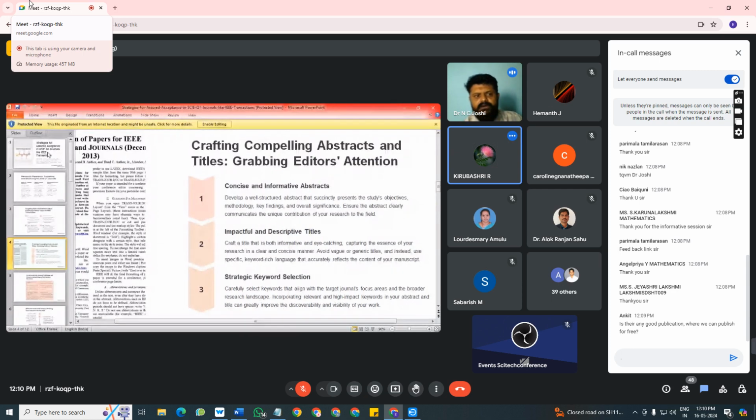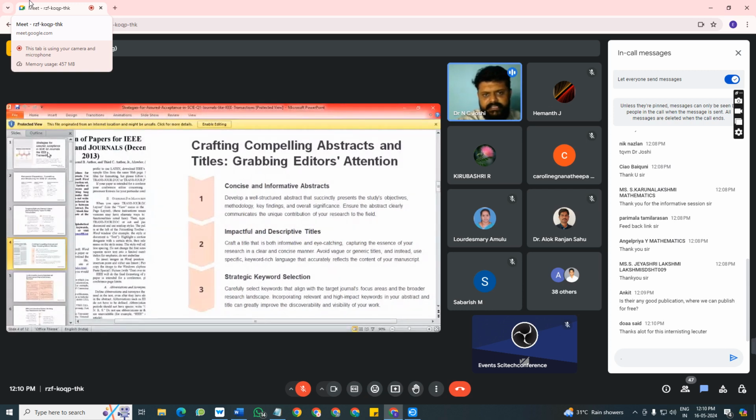Okay, I got your question. In that case, you have to design an informative abstract. You have to develop a well-structured abstract that covers the study's objectives, methodologies, and key findings.